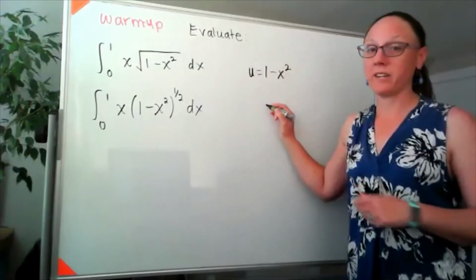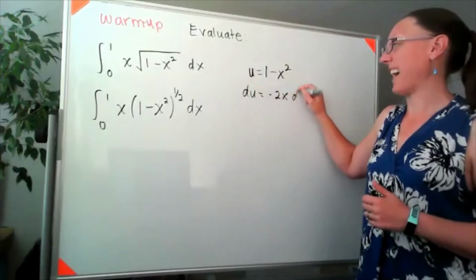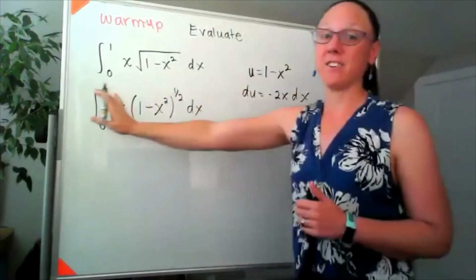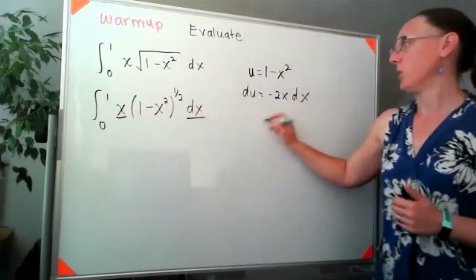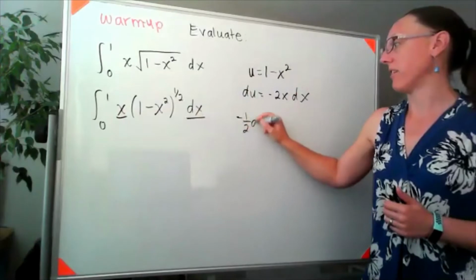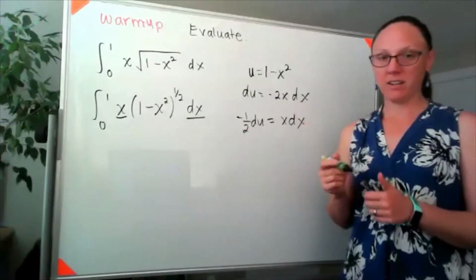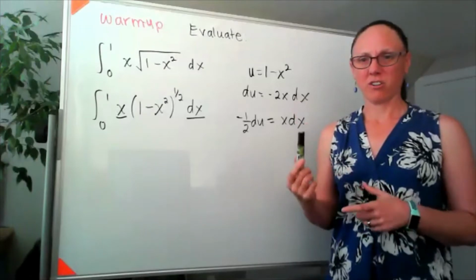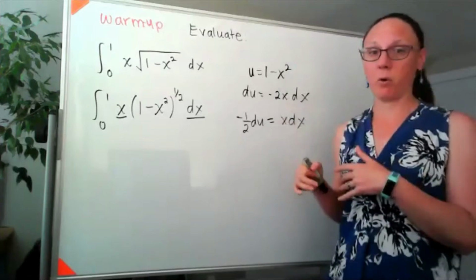Now, u is 1 minus x squared. Then I know that my du is negative 2x dx. I don't have that negative 2 part, but I've got the x and the dx, which means negative 1/2 of du is equal to x dx. Sorry, I usually change colors when I do the u substitutions. I forgot today. We'll just keep going in black.